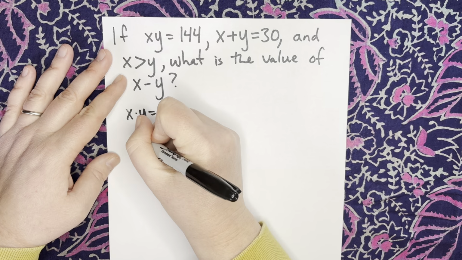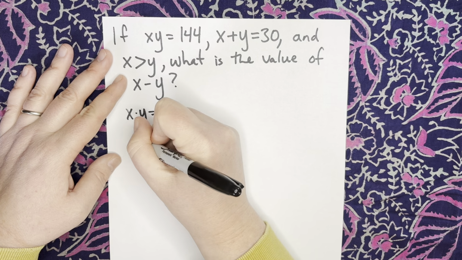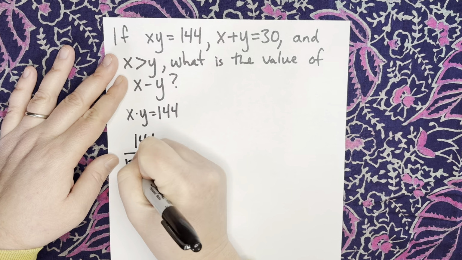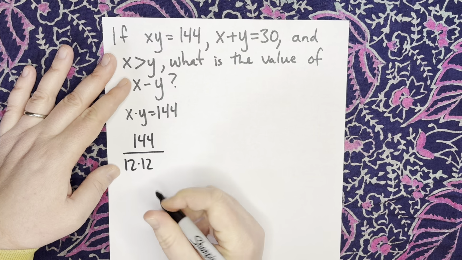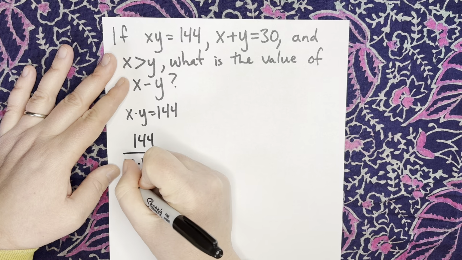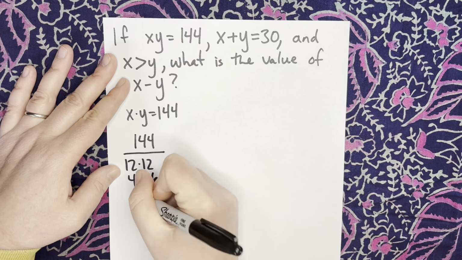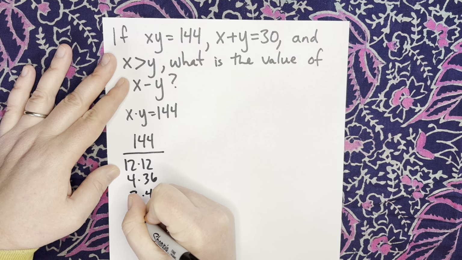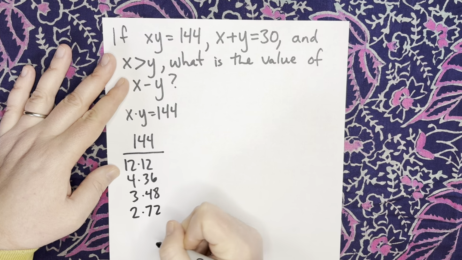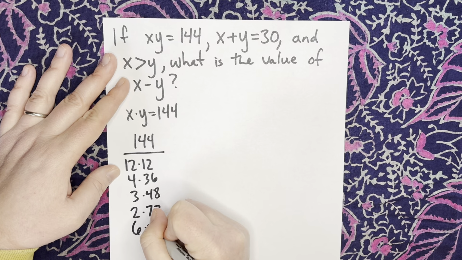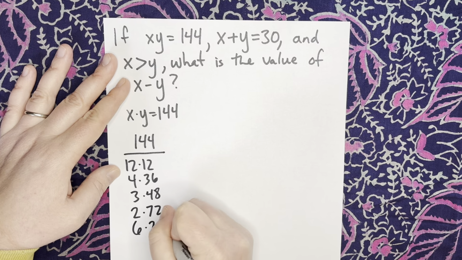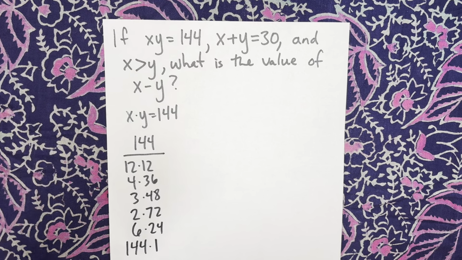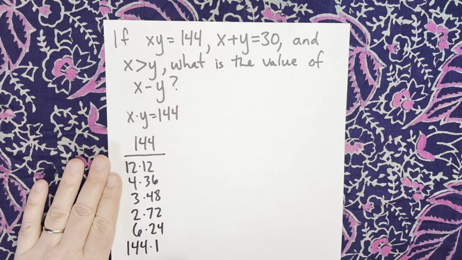So if I think about 144 and I think of two numbers that multiply to make it, the first one that comes to my brain is 12 times 12. The next one I think about is 4 times 36. And then I think 3 times 48. And then maybe 2 times 72. Maybe 6 times 24. Ooh, and 144 times 1. There might be more, there might be less. These are the ones that came to my brain first.